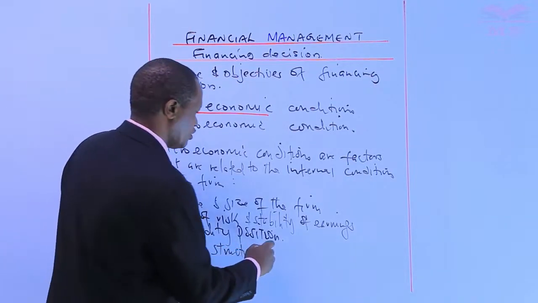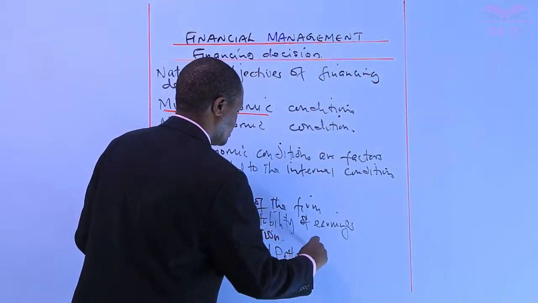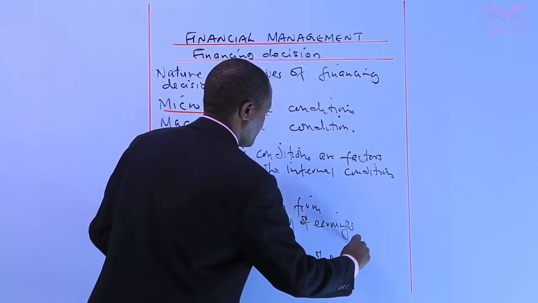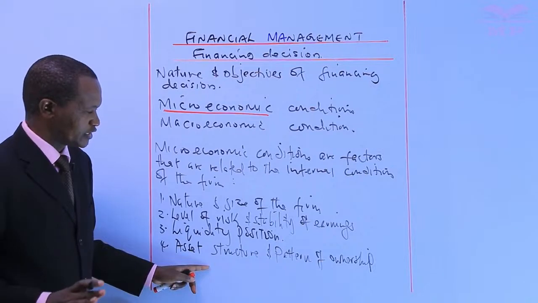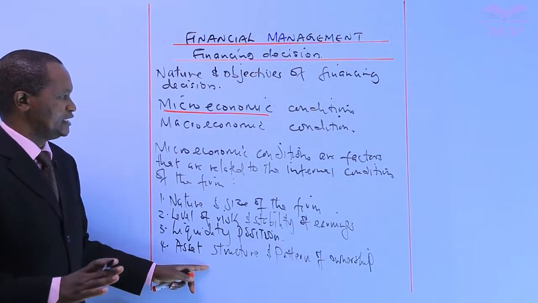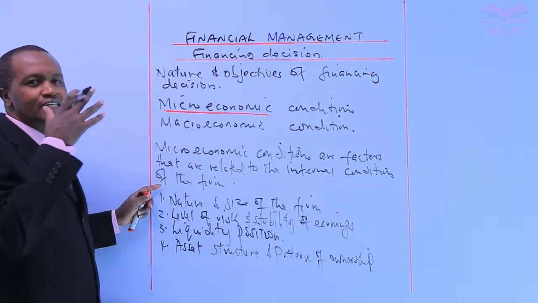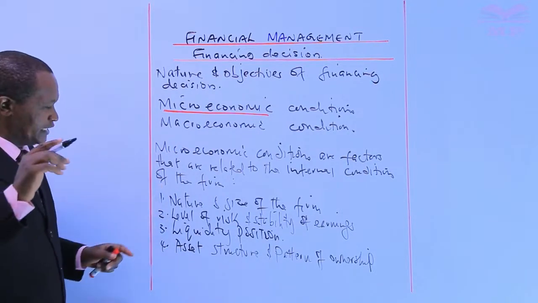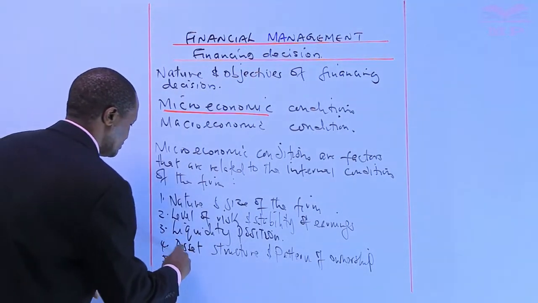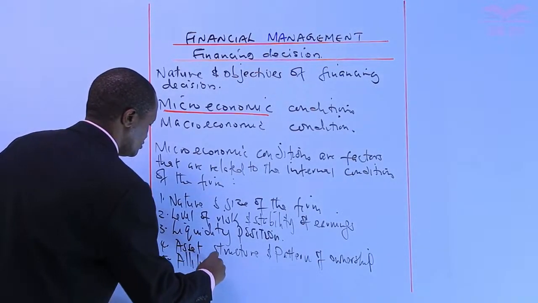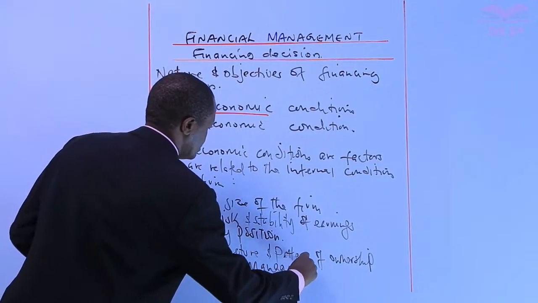The asset structure of the farm, as well as the pattern of ownership. Asset structure and pattern of ownership is an internal condition which may influence financing decisions. Another internal condition or factor is the attitude of management.